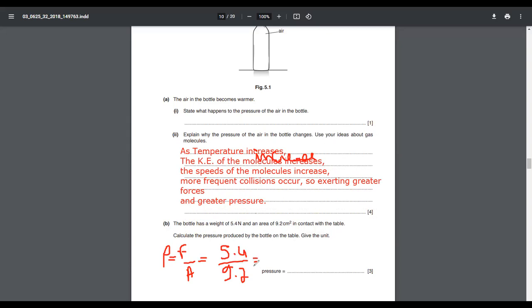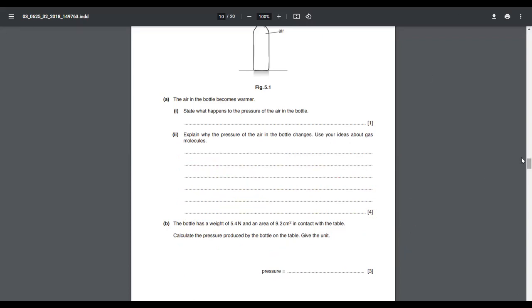And so the answer here will be 0.59. And the unit, if you wrote Newton per centimeter square, it's okay. If you wrote Pascal, it's okay. And then moving on to the next question.